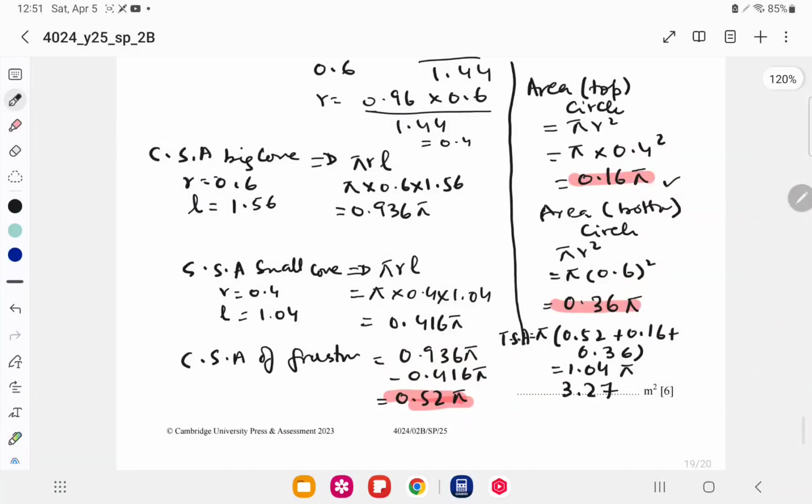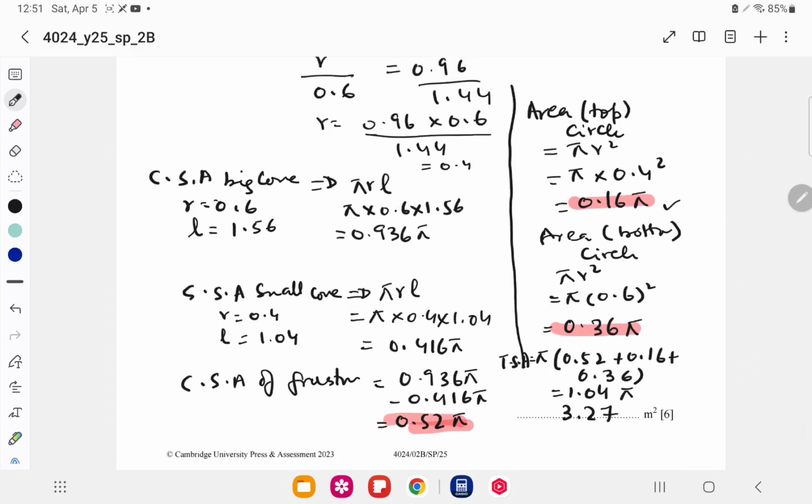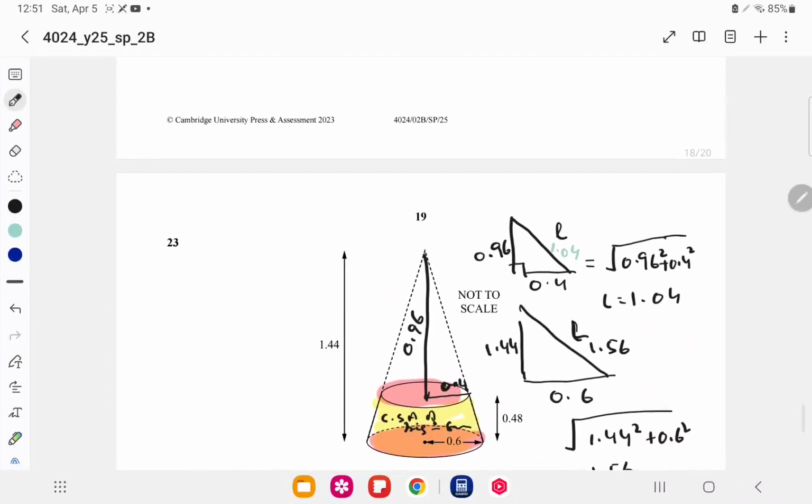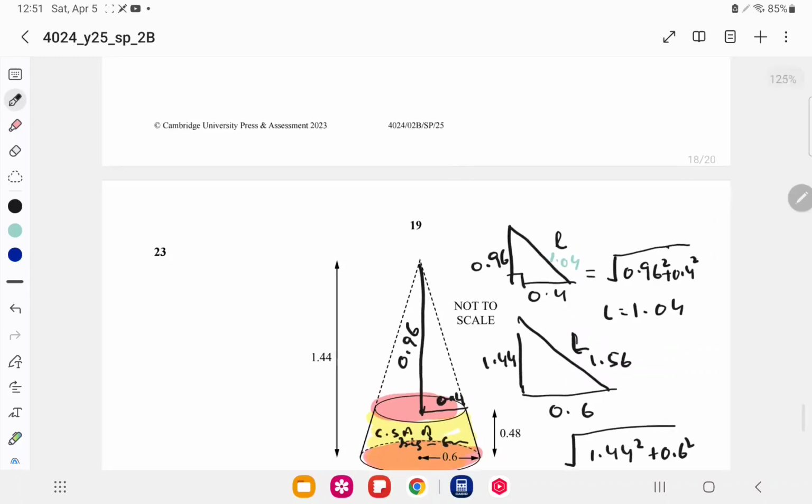So I hope you all have understood this. This is the last question of this paper, specimen paper 2B.